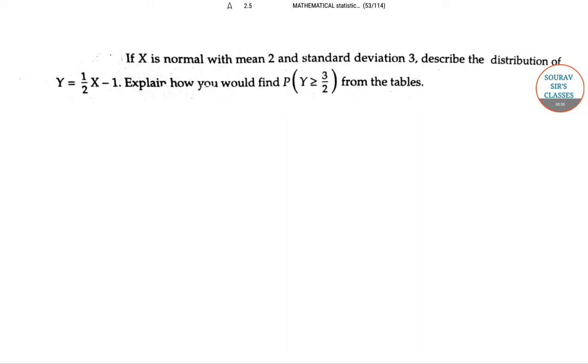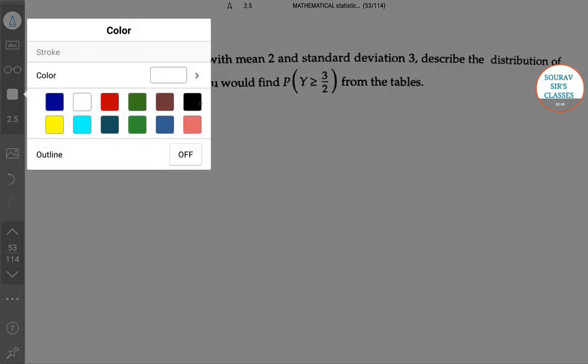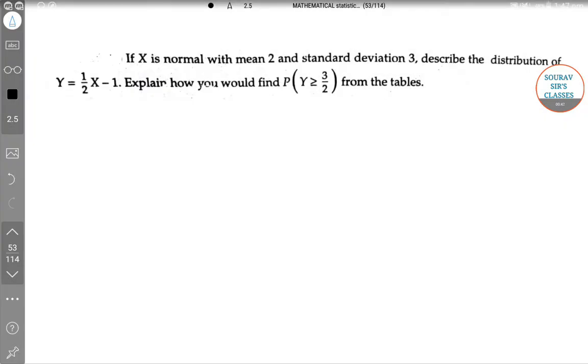First, we'll ask you to read the question for a couple of seconds. I'm expecting you have gone through this once. Now I'll start solving this question. So the question goes like this.